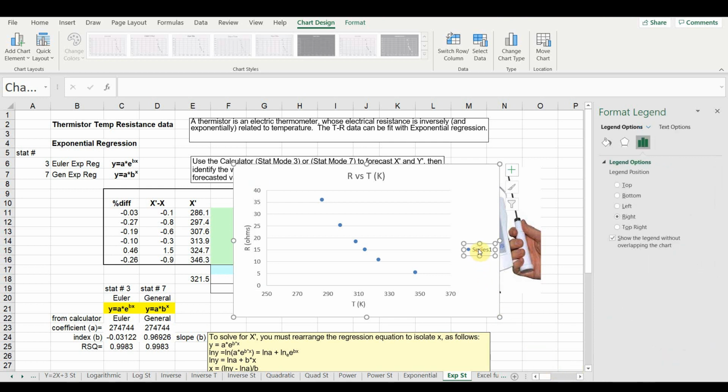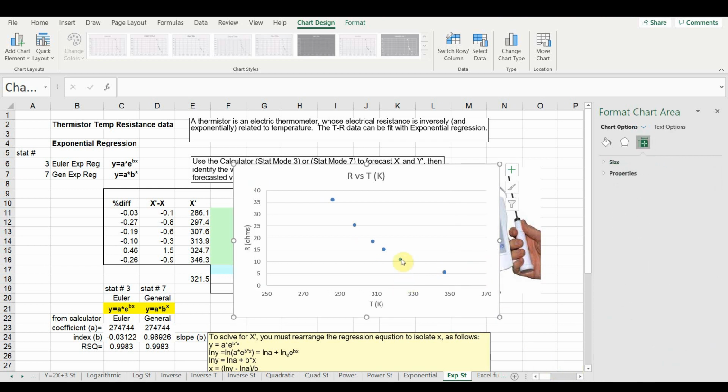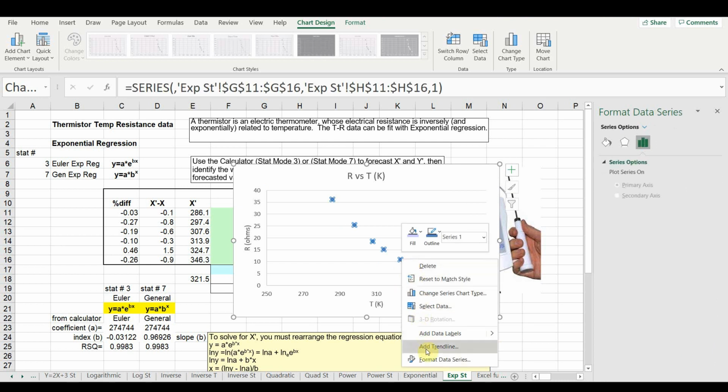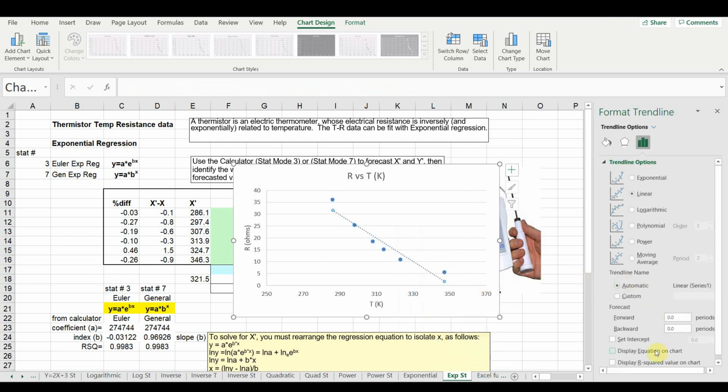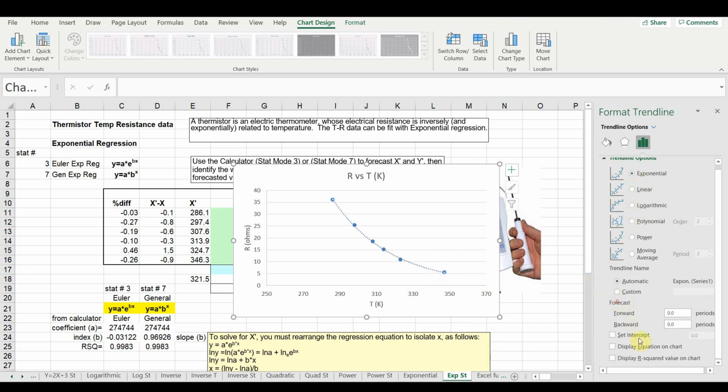Don't need the legend for only one data set. Right click on a data point, add a trend line. Let's try an exponential. That looks good. Equation and R squared.